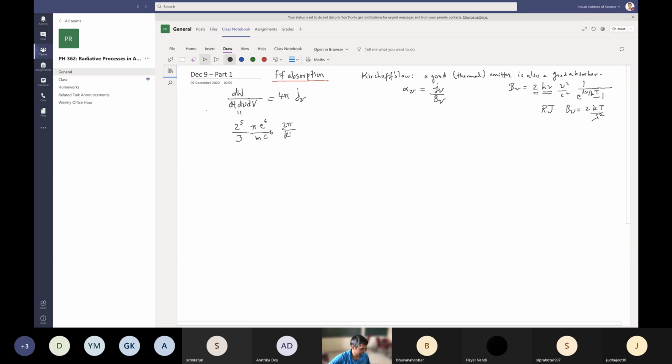2 pi by 3 km. This m is the electron mass, k is the Boltzmann constant, T to the minus a half, Z squared n_e n_I. And this is very important: e to the minus h nu by kT. This is also important, that at high frequency there's an exponential cutoff. And then this Gaunt factor, which is not that important, because it is order unity. Okay, so this is your power per unit frequency per unit volume.